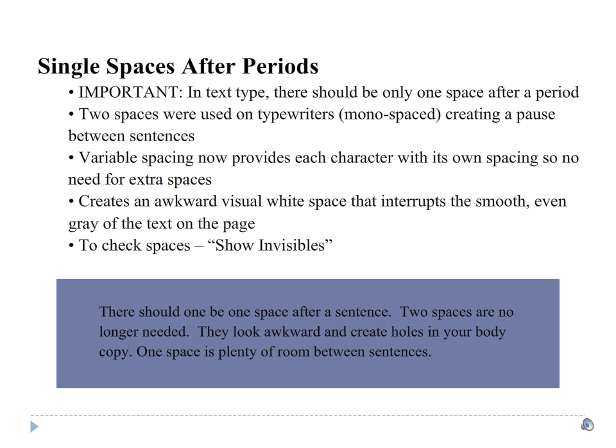Two spaces were used on typewriters, monospaced, creating a pause between sentences. Variable spacing now provides each character with its own spacing, so no need for extra spaces. The use of two spaces creates an awkward visual white space that interrupts the smooth, even gray of the text on the page. To check spaces, go to Show Invisibles.